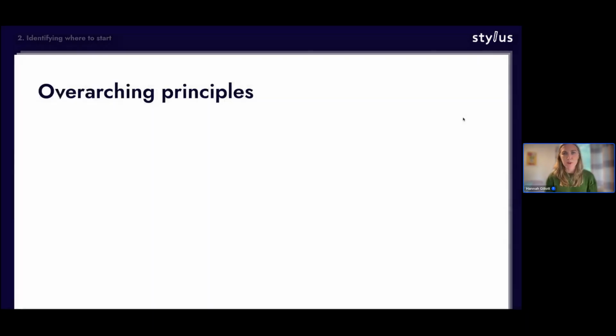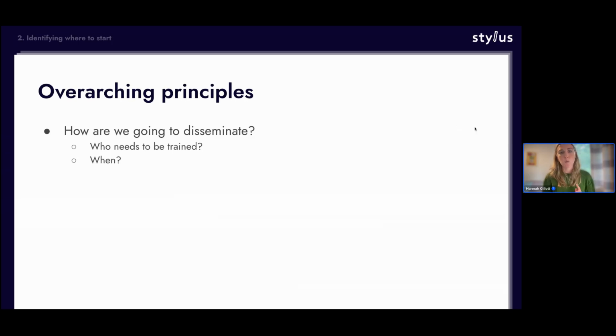So overarching principles to help you decide, how are we going to disseminate this information? Once we've narrowed this down, we've picked the area, we've identified the pain points within the school, how are we going to make sure that everyone in the school knows how it works? Who do we need to train? When do we need to train them? What channels are we going to use?